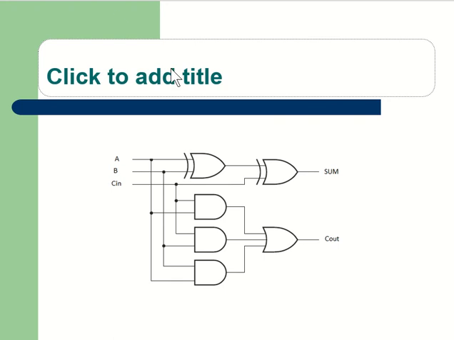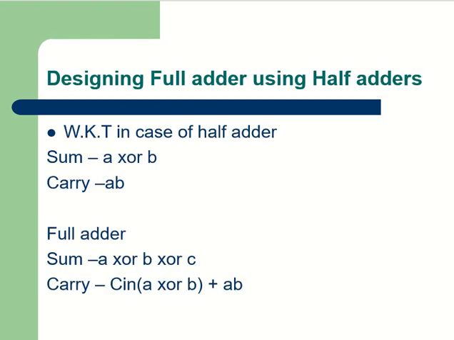Hope I am clear with half adder as well as full adder circuit. So what I have designed is using XOR gate for sum. For carry I have made use of AND gate and OR gate. So you can try with a different method, that is, you can design only using NAND gate or only using NOR gate. You can take it as an assignment and try designing this.